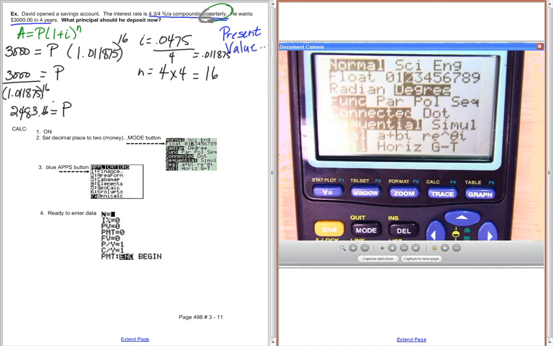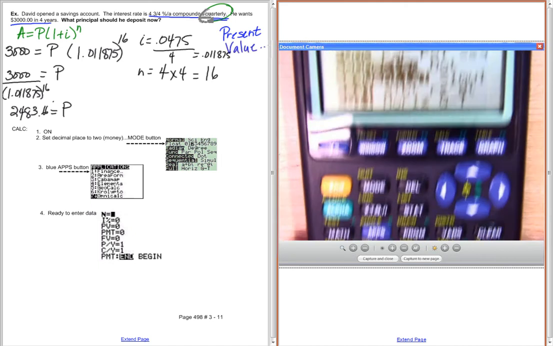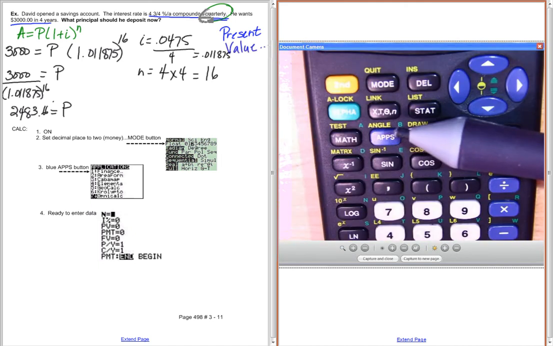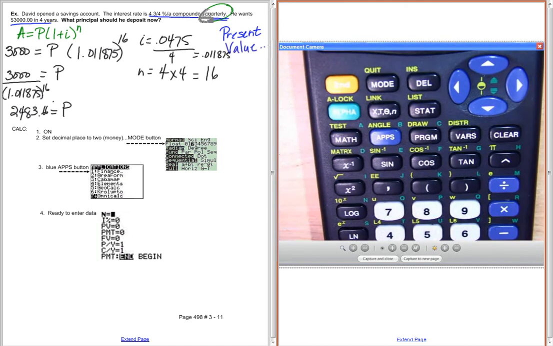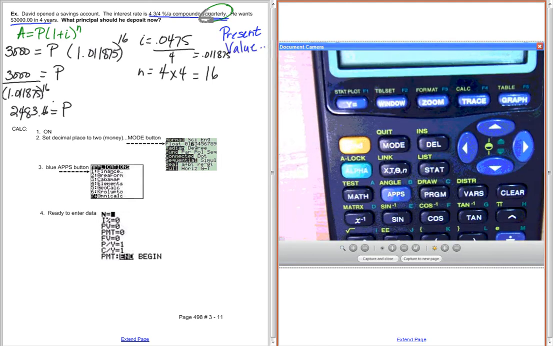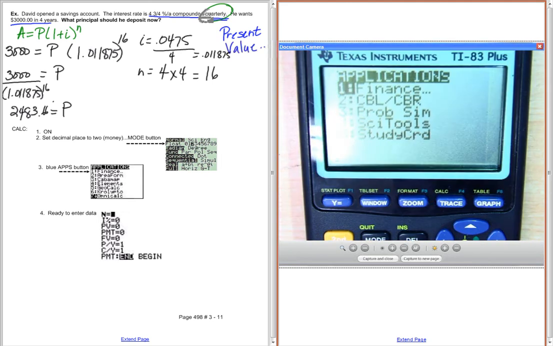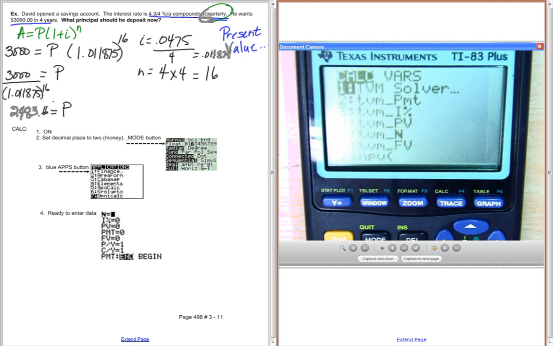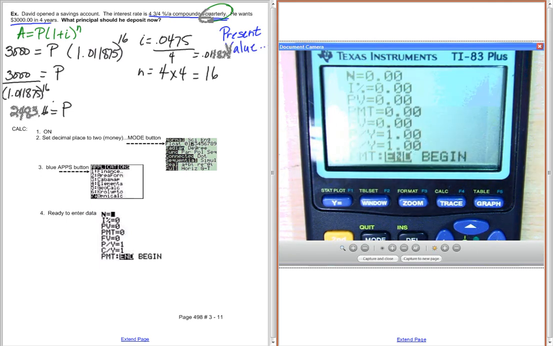Our financial application is an app. So you want an app for that, the blue one. And our financial option is the first option. Option number 1, TVM solver is what you want, number 1. And that will get us to this screen where it has N, I, PV, PMT, FV, P/Y, and so on.